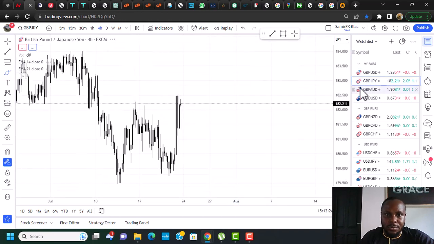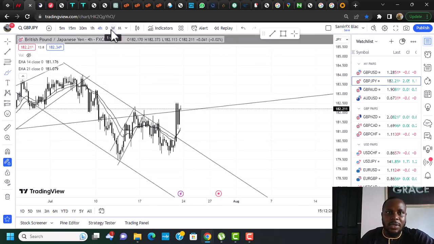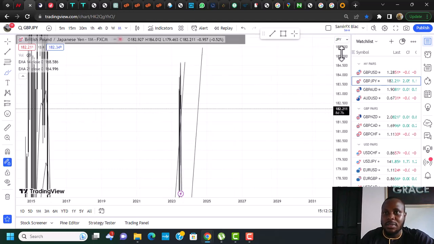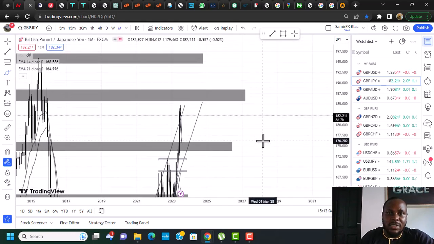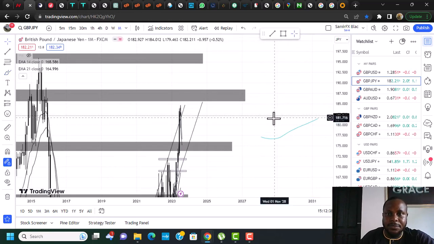So I'll be moving to GBP JPY. Now for GBP JPY, remember what I told you guys, you have to be looking at the overall trend line. So sometimes you can even come from the monthly, there's nothing wrong. You can see that the market is, oh sorry, I've not gone out of this stuff.